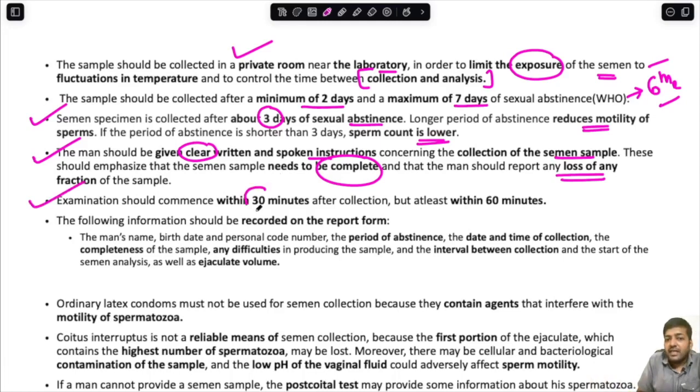Examination should commence within 30 minutes after collection, but at least within 60 minutes of collection. So the maximum time after which the examination should be started is 60 minutes, okay, not later than that.